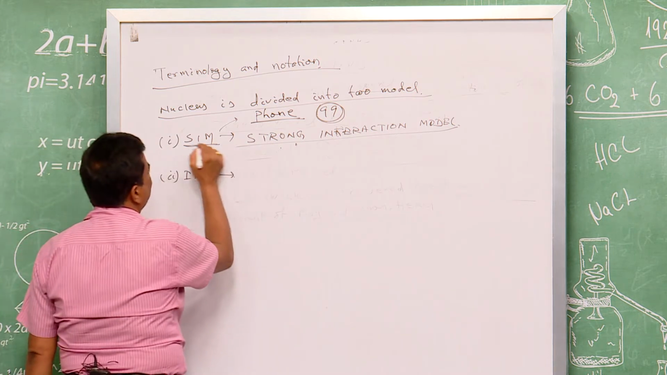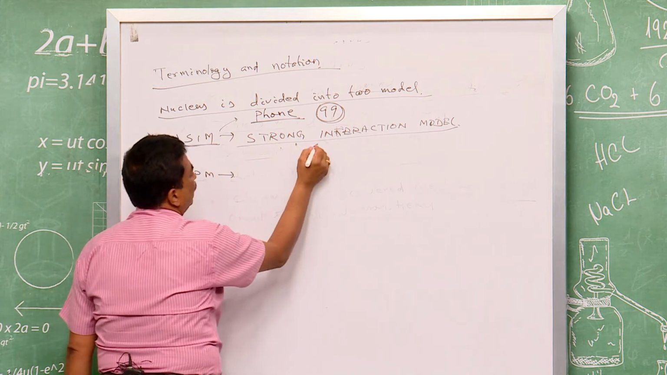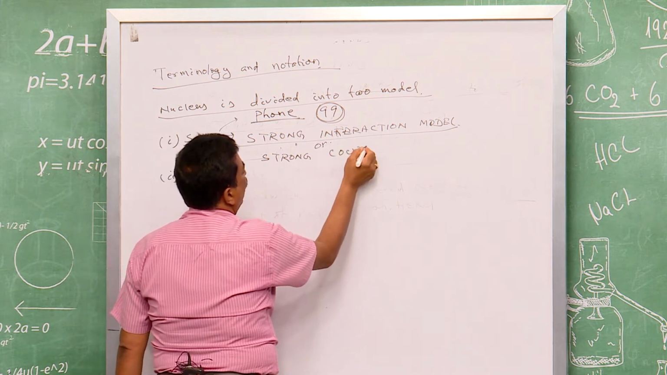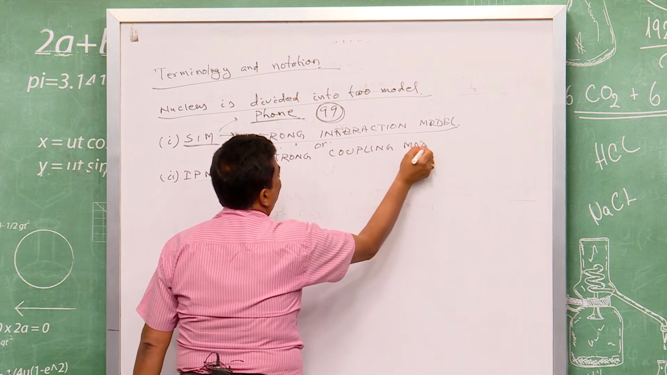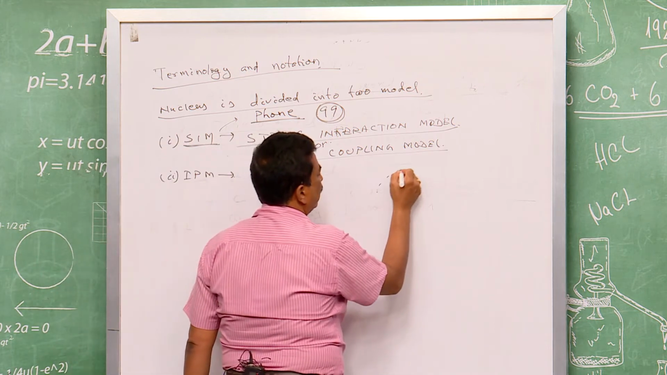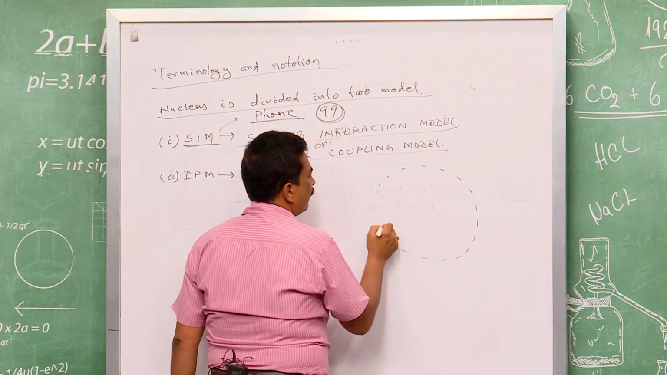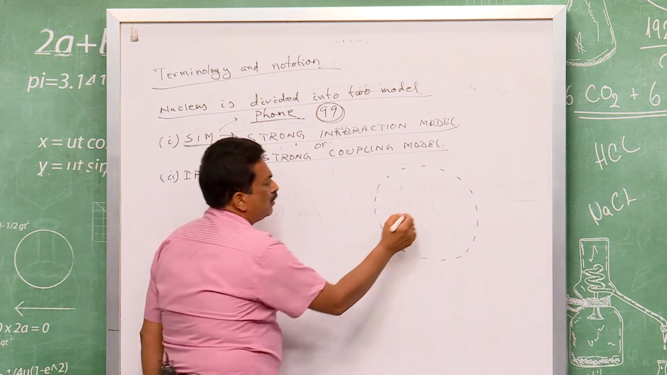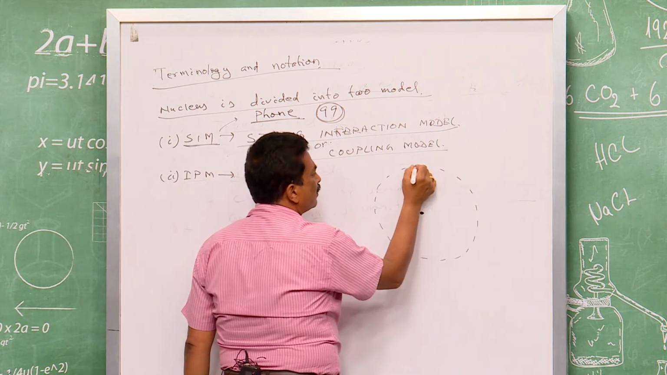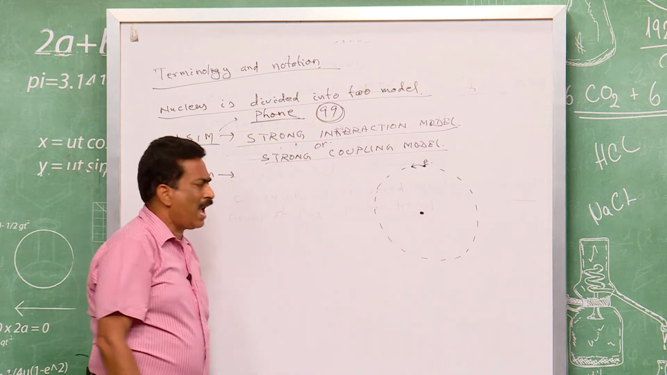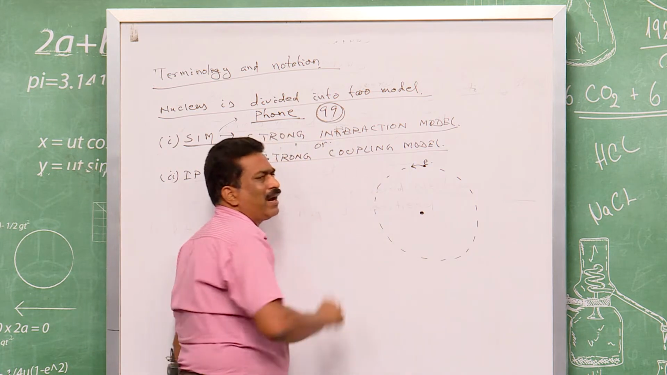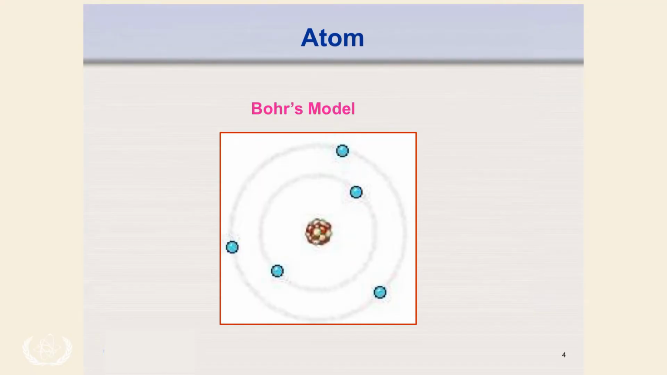So, the strong interaction model, that is also known as the strong coupling model. Strong coupling model. So, how does it happen? Let us go to the atomic structure. Suppose this is the atom. The central part we are saying is the nucleus. Around the nucleus the electrons are revolving. This is the electron. And the central part is the nucleus. This nucleus is a very small part of the atom.